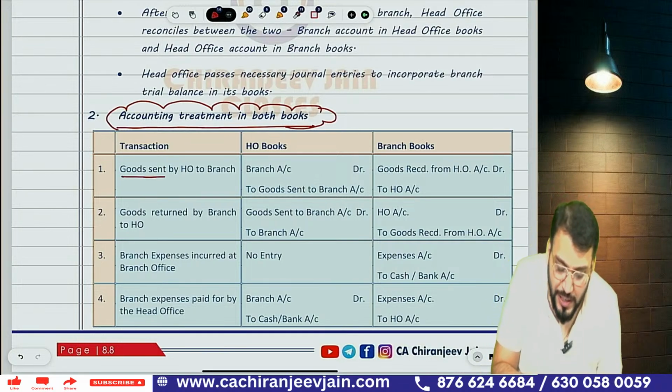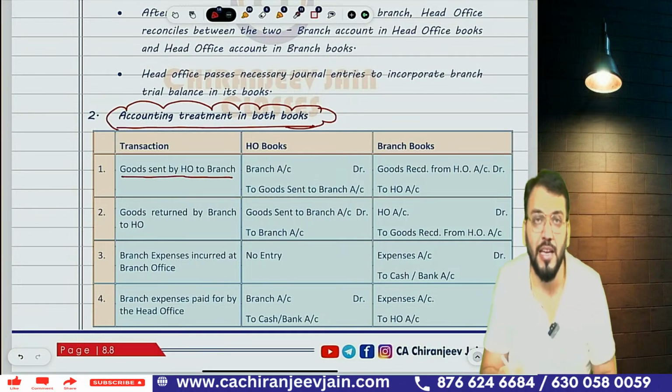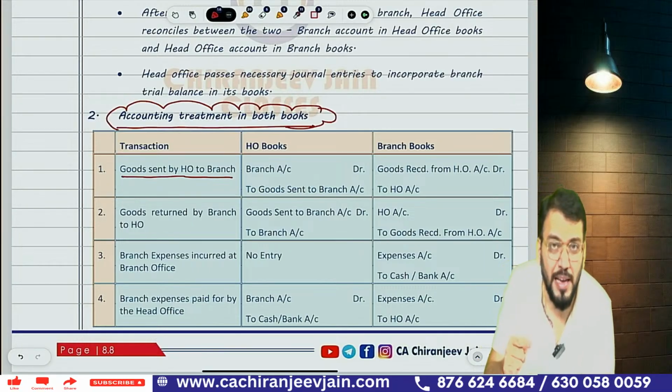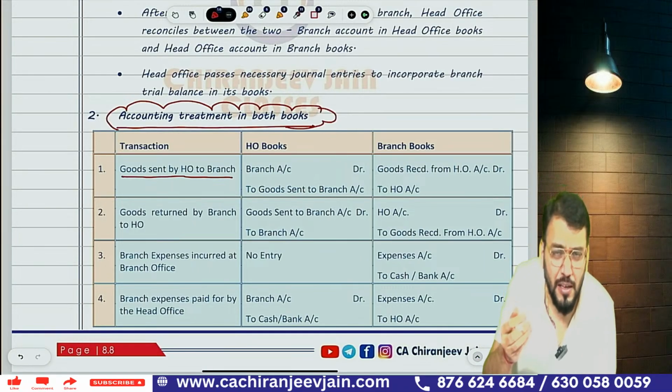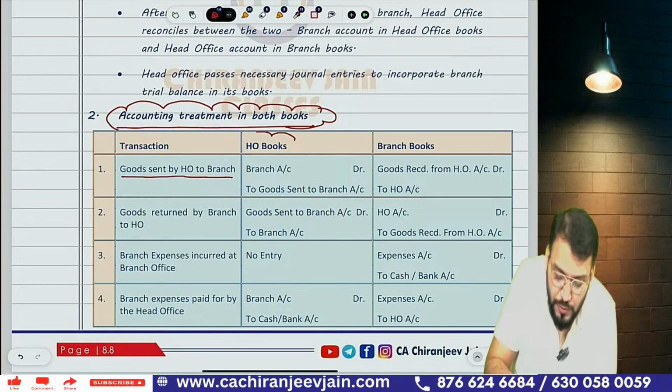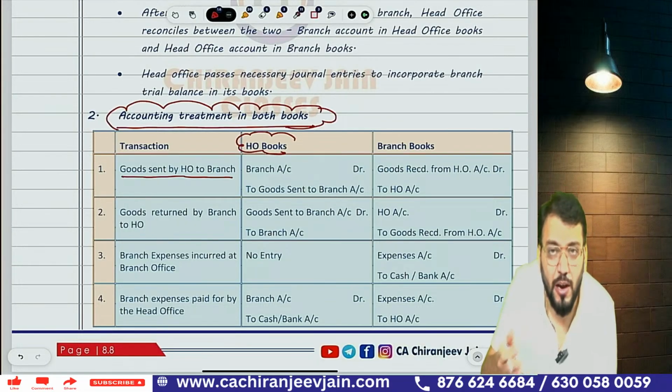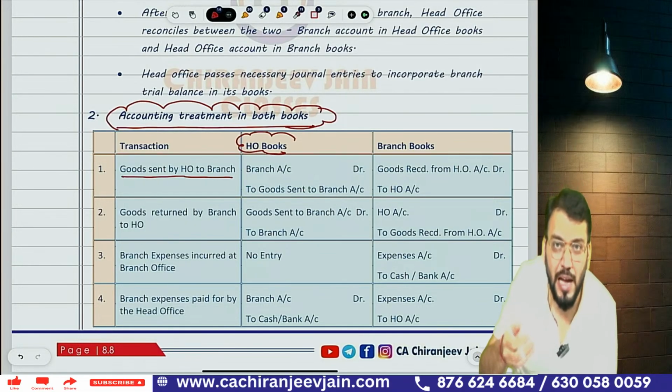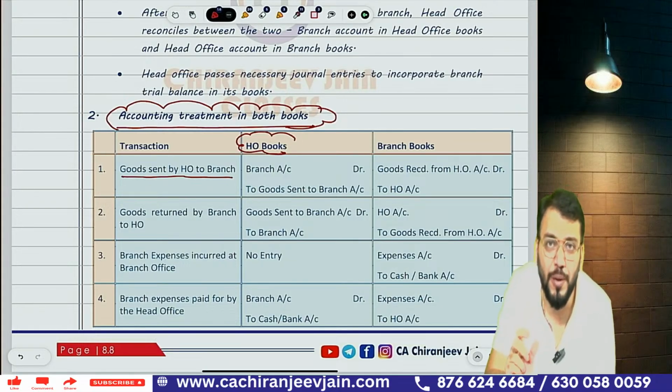For example, goods sent by HO to branch. For goods sent by HO to branch, the head office will pass one journal entry: branch account debit to goods sent to branch. For any goods sent to branch, we open a special account known as goods sent to branch. Correct? It is nothing but one type.